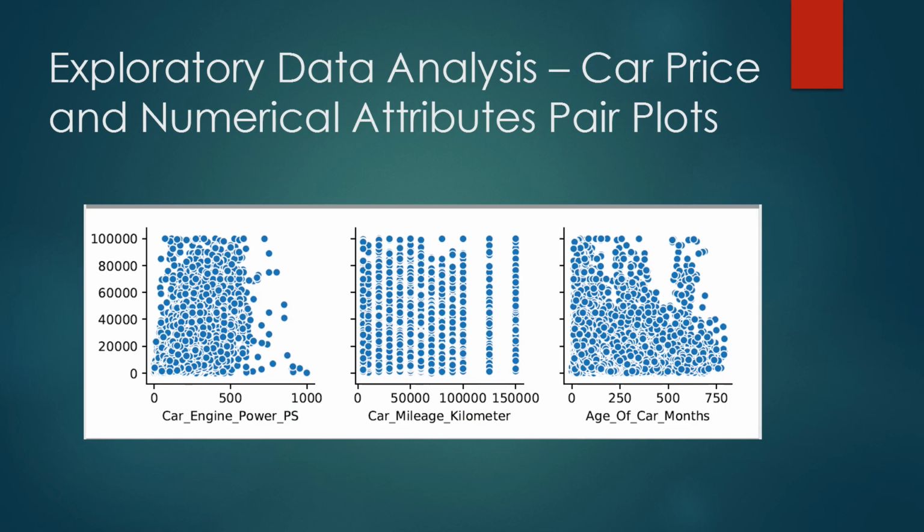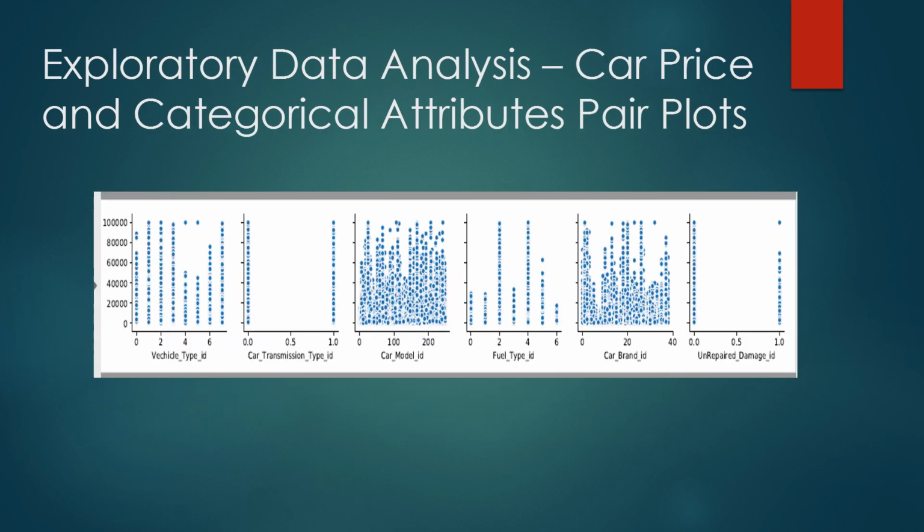Here we can see car price and numerical attribute pair plots. Here we can observe the car price and categorical attribute pair plot. Essentially in each of these pair plots, we can see the description of each of the variables and the relationship with the car price.